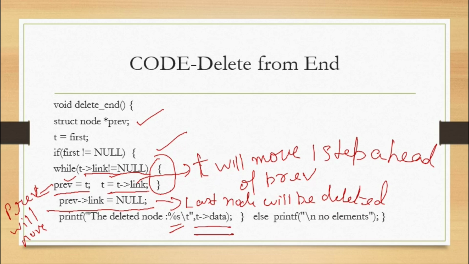Otherwise, if nothing is there, it will simply print no elements. As simple as that. This is how you delete from the end. So this is about the deletion operations.